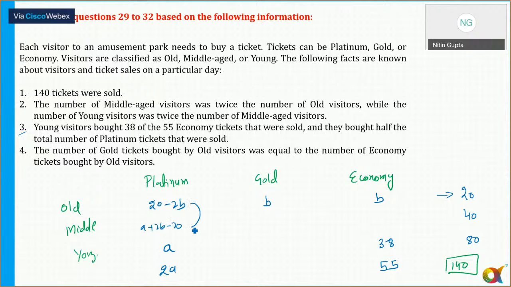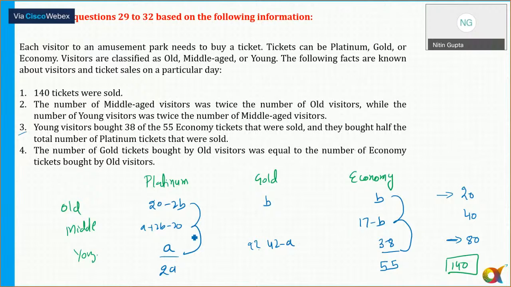Remember, the sum of these three should be 2A, so the middle value will come. Now in the last row, the young total sum should be 80. So this 38 and this A, then the middle value comes out in terms of A, that is 42 minus A. And in economy the total should be 55, so the middle value is 17 minus B.